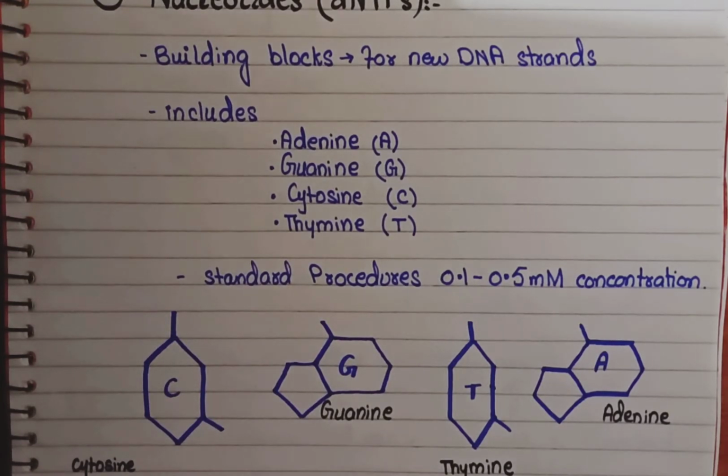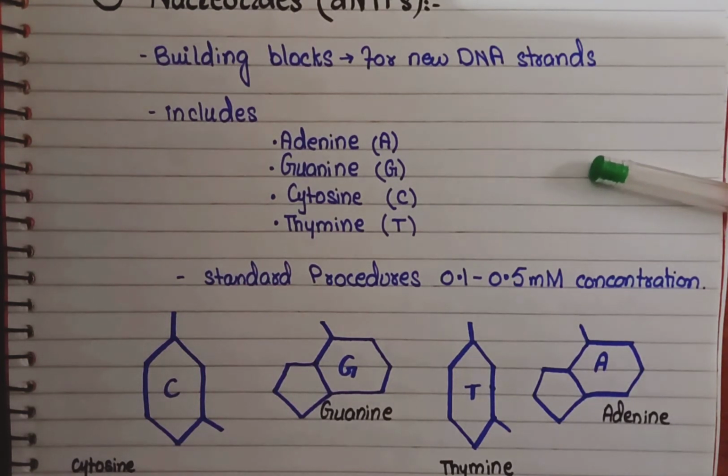Second we have nucleotides or dNTPs. What are nucleotides? These are basically the building blocks for DNA synthesis. What are these building blocks? These are basically adenine, guanine, cytosine and thymine. There are four building blocks that we use for DNA synthesis, and their standard concentration in PCR is 0.1 to 0.5 millimolar. So here we have cytosine, guanine, thymine and adenine.